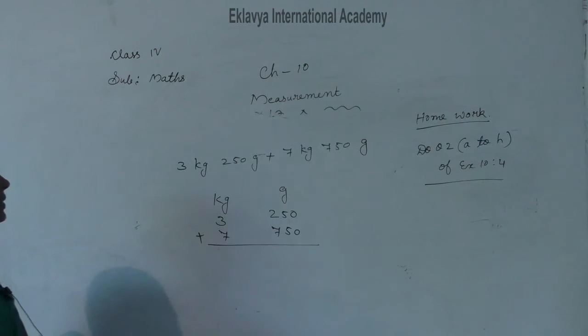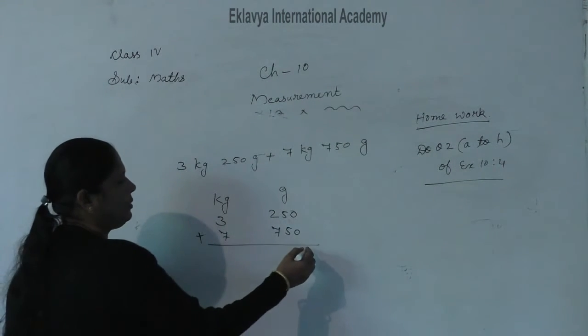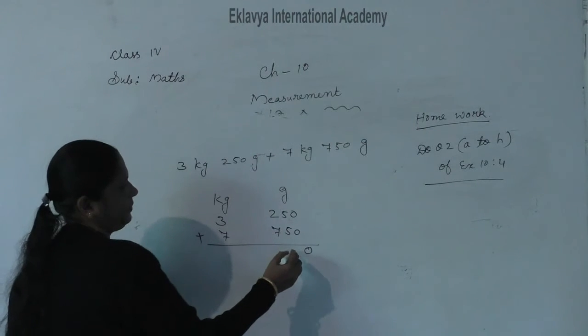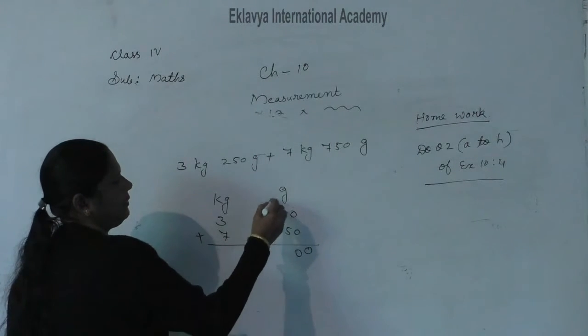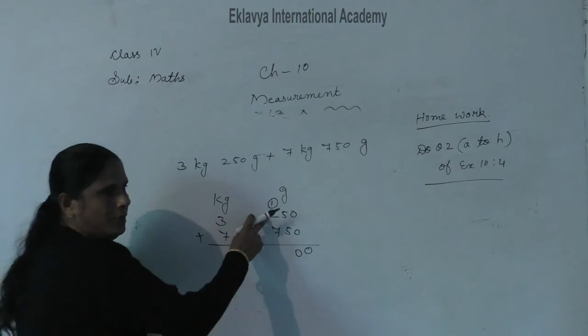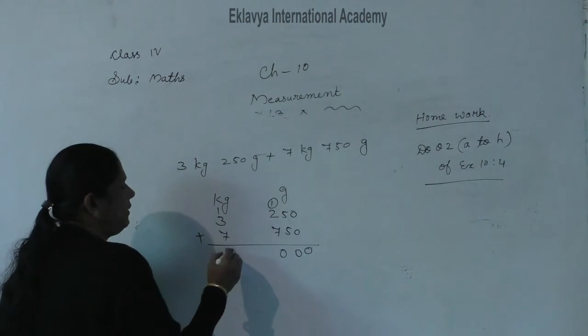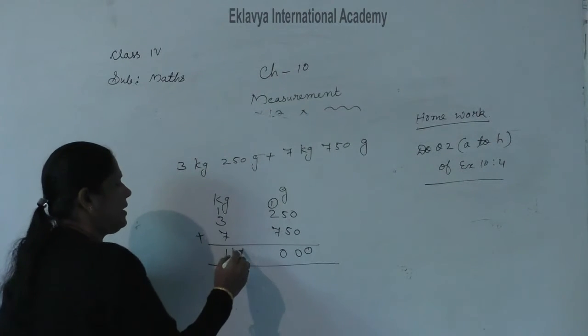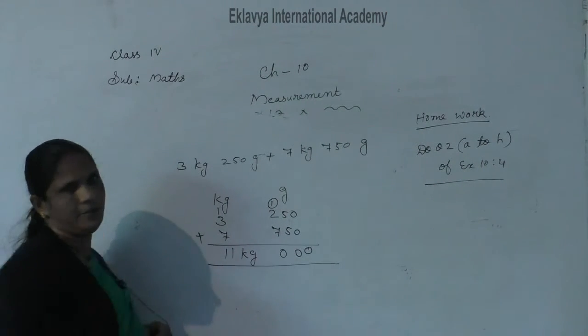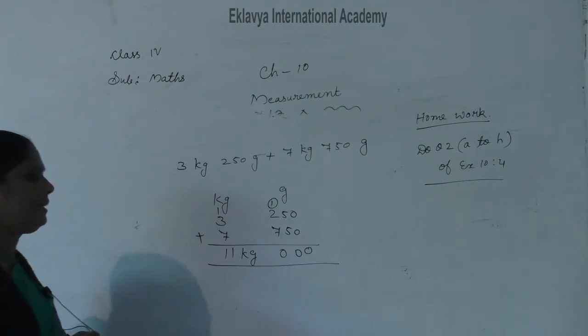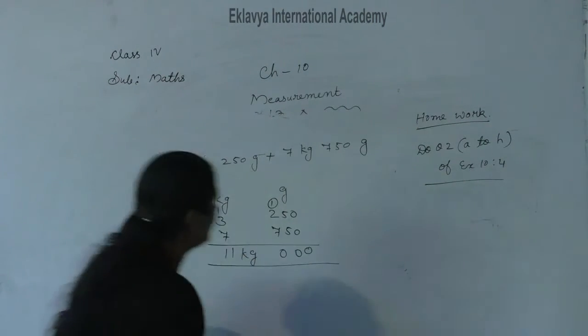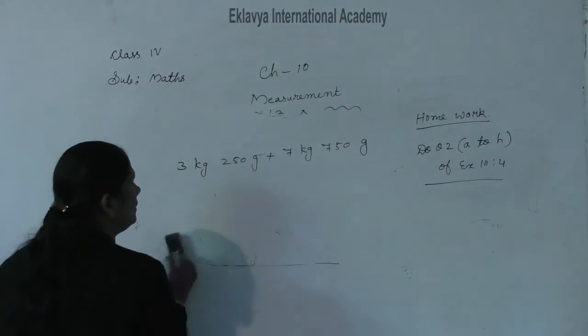Now you add this. 0 plus 0, 0. 5 plus 5, 0. Carry over 1. 7 plus 2, 9. 9 plus 1, 10. Carry over here 11. Our answer is 11 kg. Now, how to subtract?